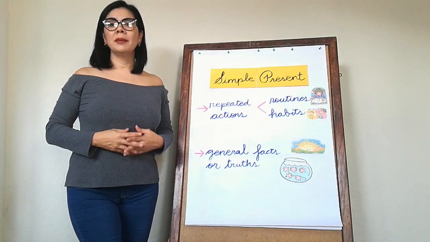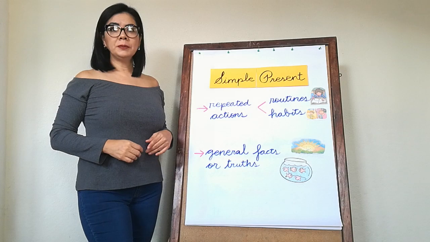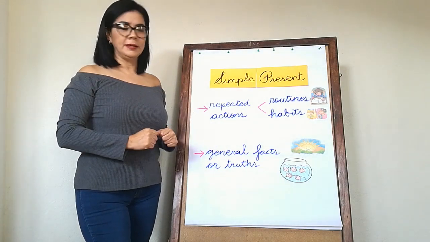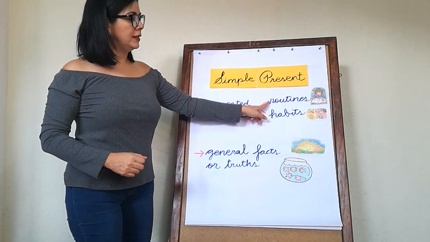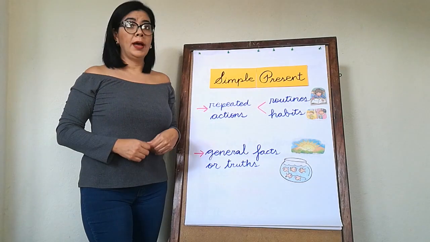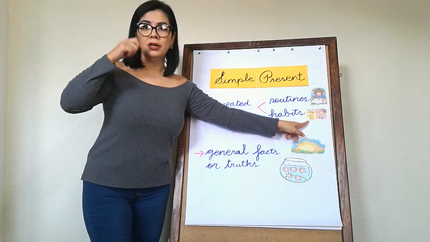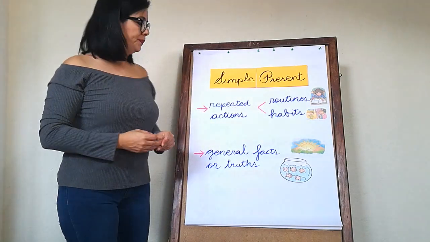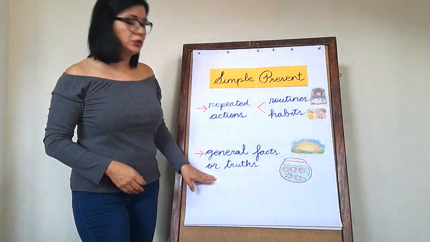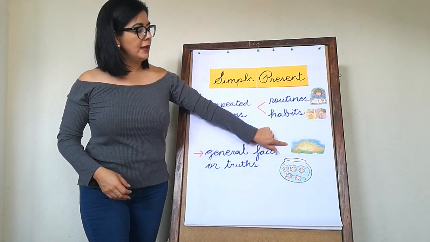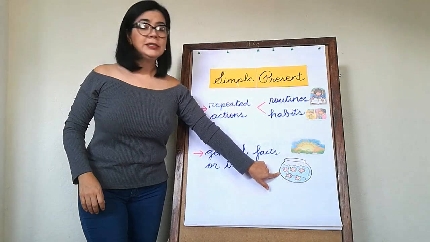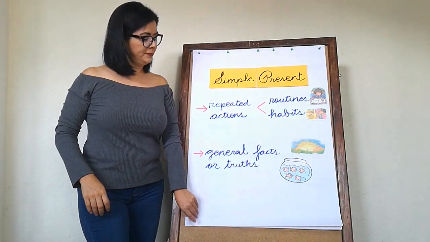Kids, today we're going to talk about the simple present. We use the simple present when we talk about activities that we repeat and repeat and repeat. They can be routines, like she does her homework every afternoon, or habits, like we brush our teeth 3 times a day. We can also use the simple present for general facts or general truths, like the sun rises in the east, or fish swim in the water. Good.